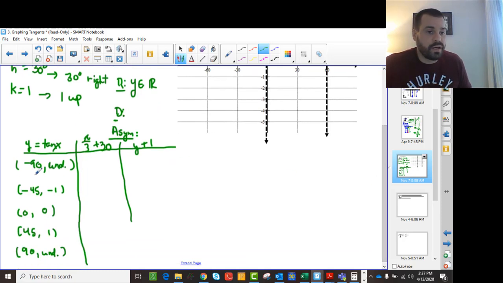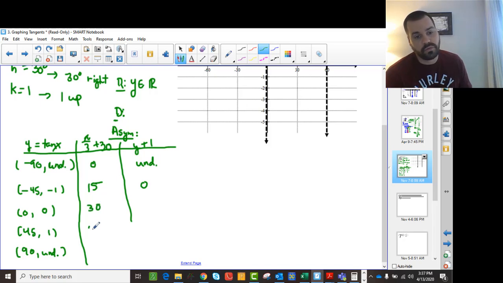So 90 divided by 3, sorry, is minus 30 plus 30 is 0 and undefined. Minus 45 divided by 3 is minus 15. Minus 15 plus 30 is 15. And minus 1 plus 1 is 0. And then you can notice these are jumping by 15 every time. So this is going to be 30. This is going to be 45. And this is going to be 60. And then 0 plus 1 is 1. 1 plus 1 is 2. And undefined is again undefined.